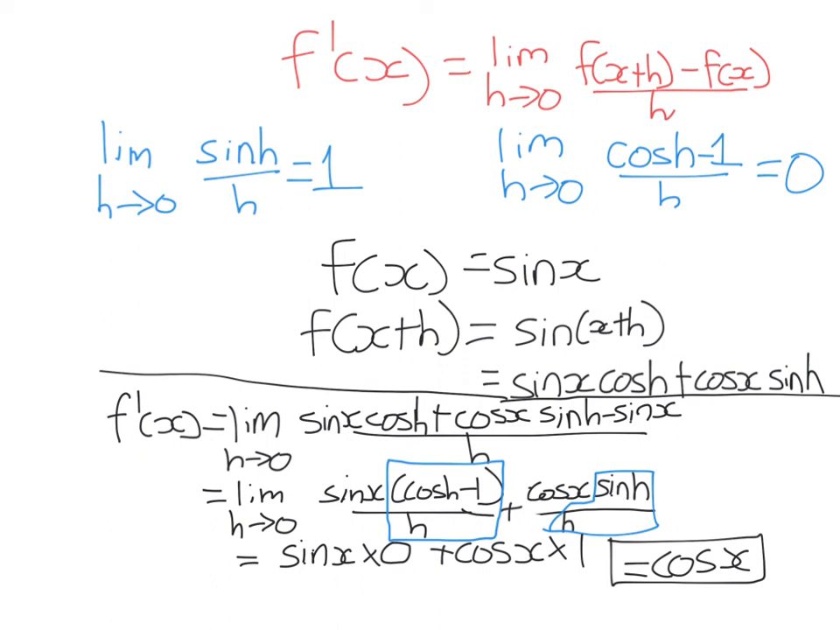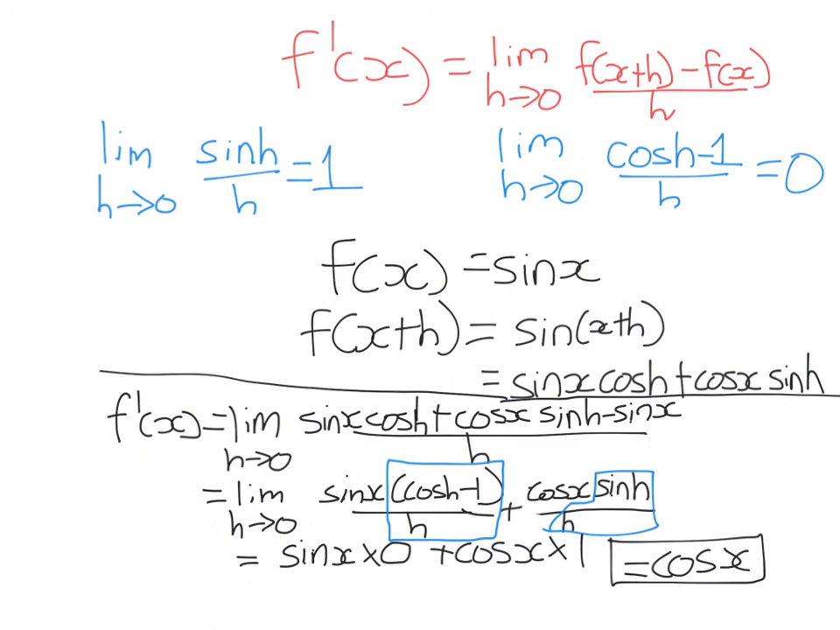Now we'd follow a very similar process if we wanted to differentiate y equals cos x. We'd still use these two facts. We'd still use this formula. It just turns out that the derivative of cos x is equal to minus sine x. But I'll leave the proof to you as an exercise.